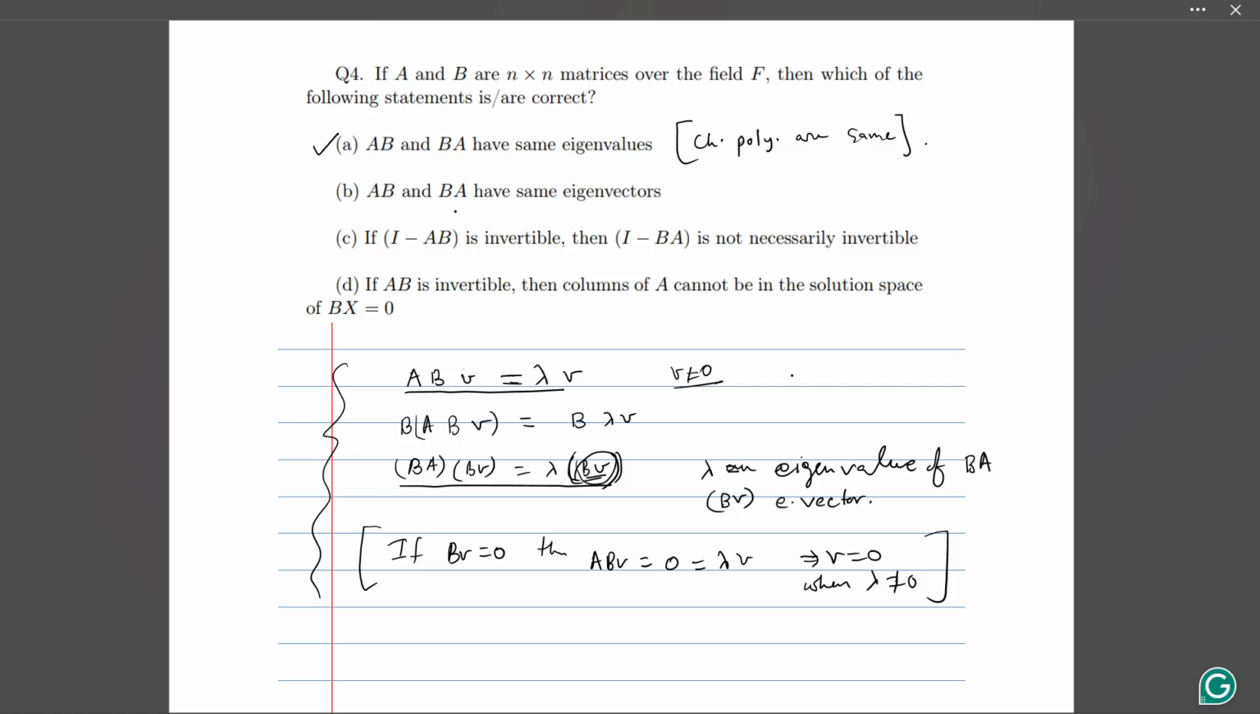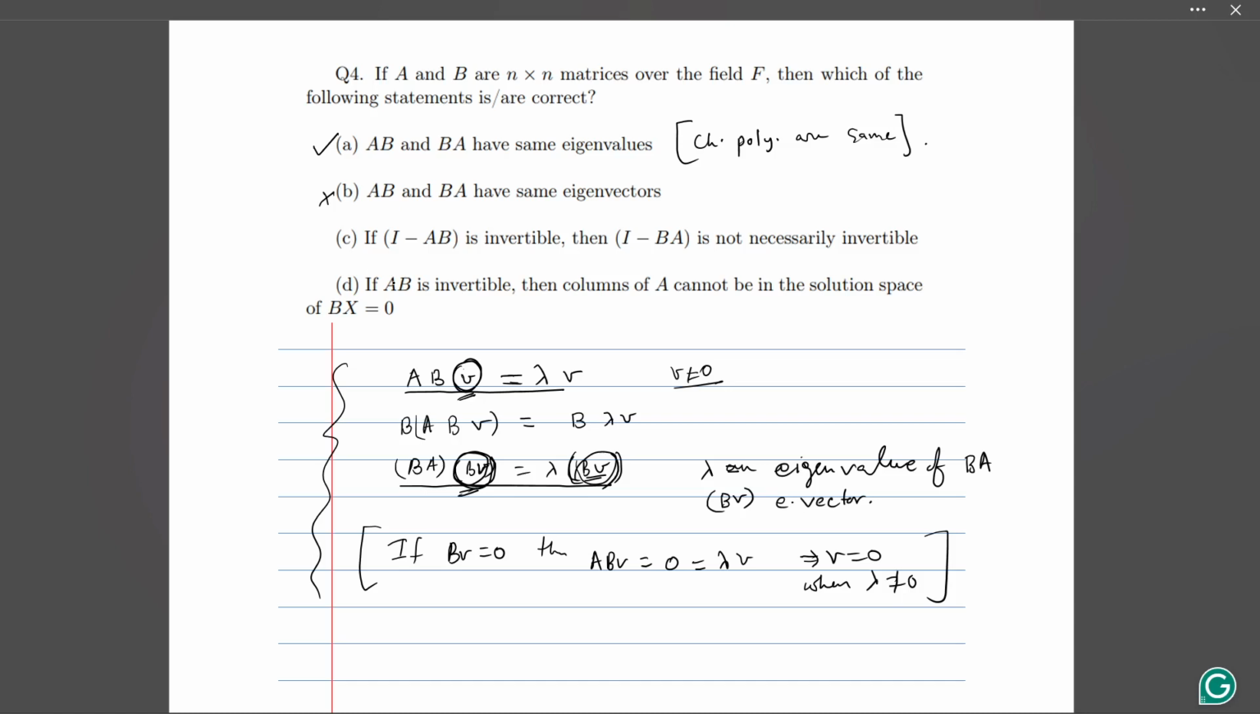So, AB and BA have the same eigenvectors? This might be incorrect, because once you have v as an eigenvector of AB, then the eigenvector of BA will be Bv, which might not be v. Here we have v, here we have Bv, so this is incorrect. You can get a counterexample where B is not the identity matrix, like that. You can get a counterexample where this will fail.